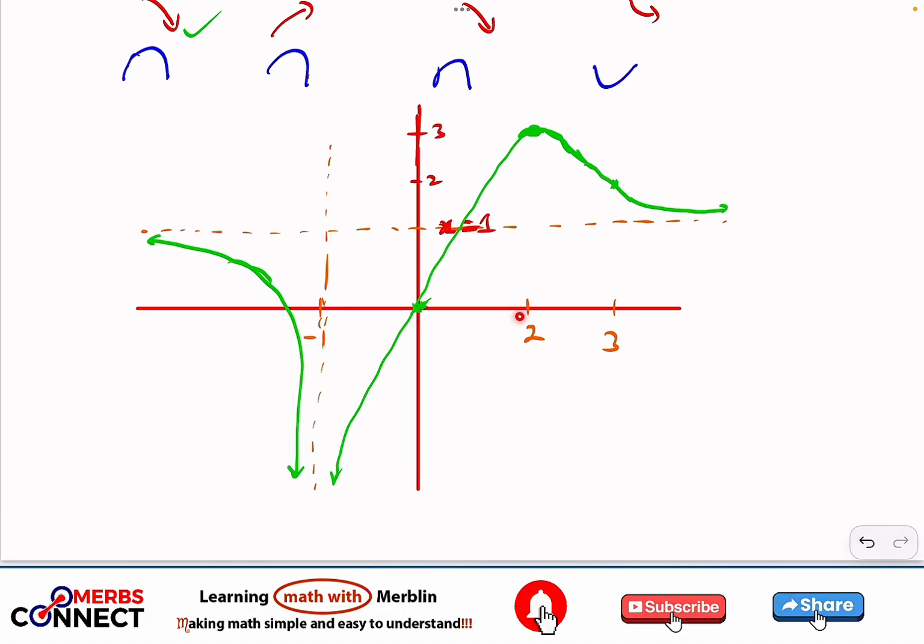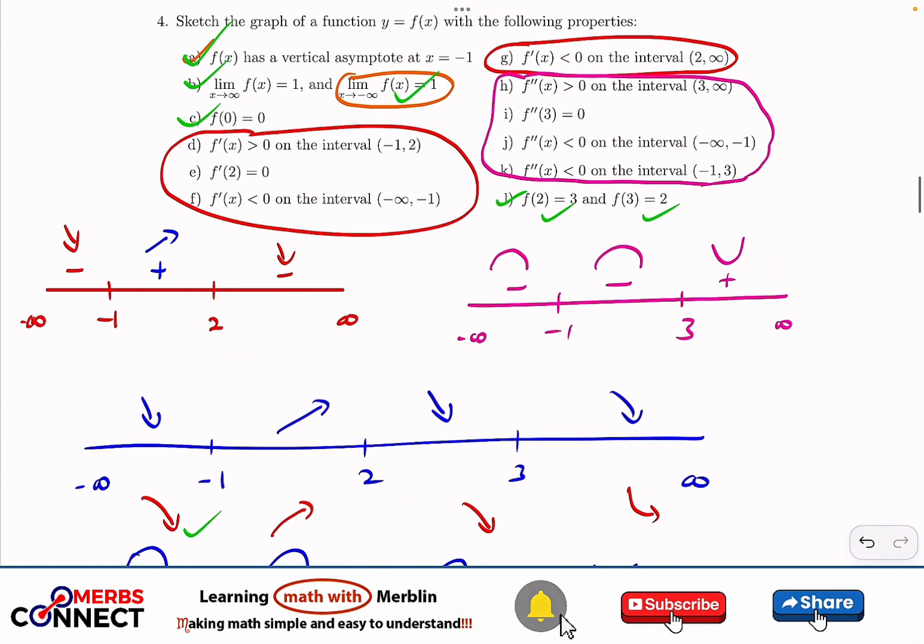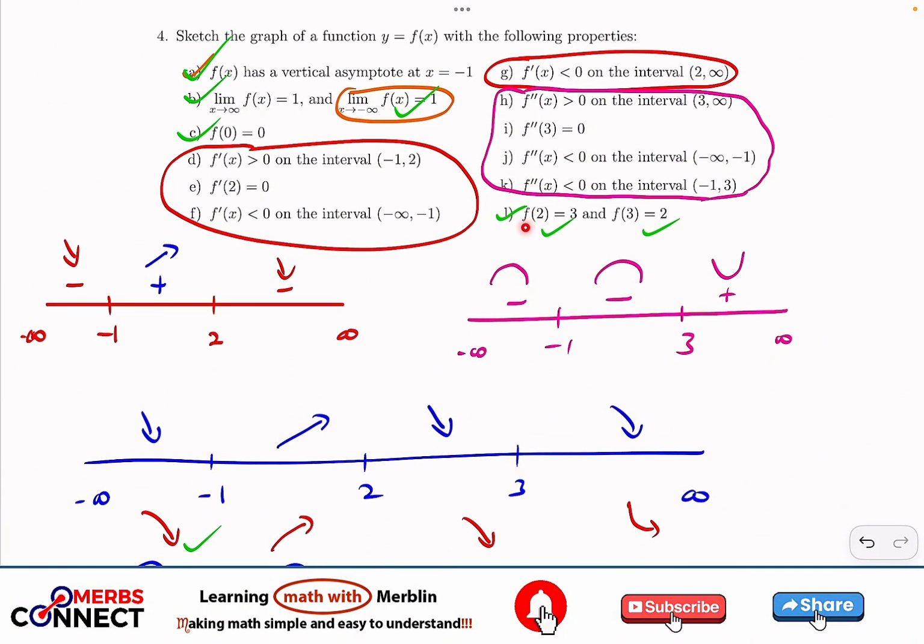F prime of 2 is 0. Okay, so f prime of 2 is 0. It means that here is constant, so when I differentiate it, I should be getting 0. That's why f of 2 is 3. So when I differentiate this, I get 0, which is true.